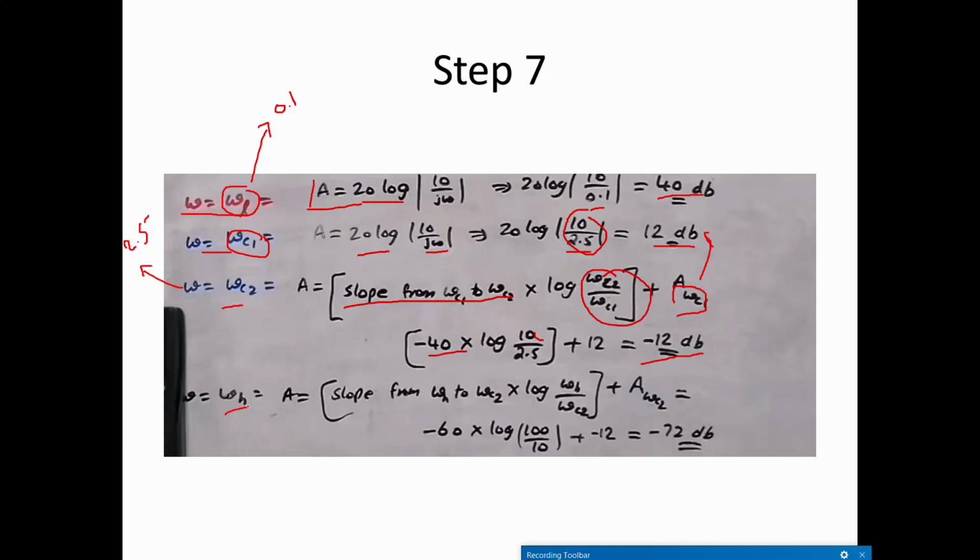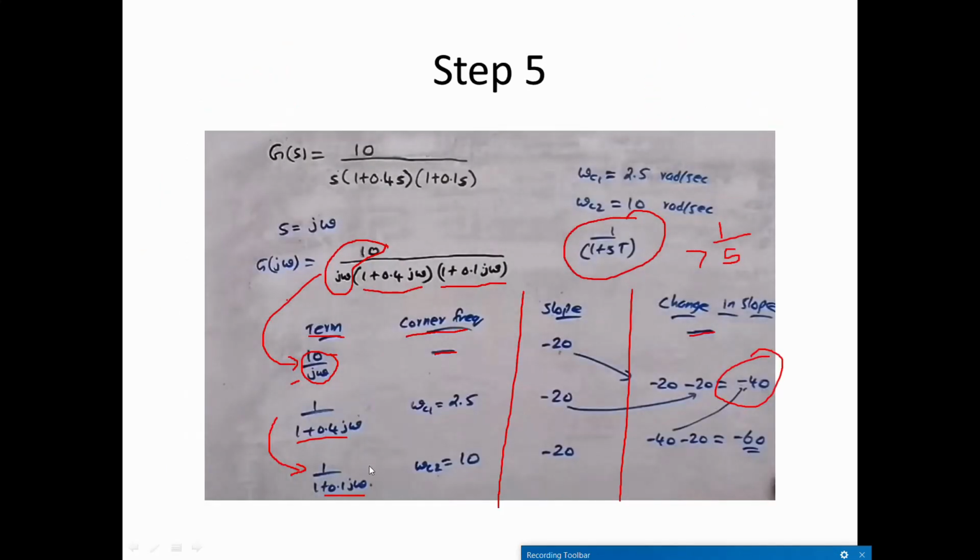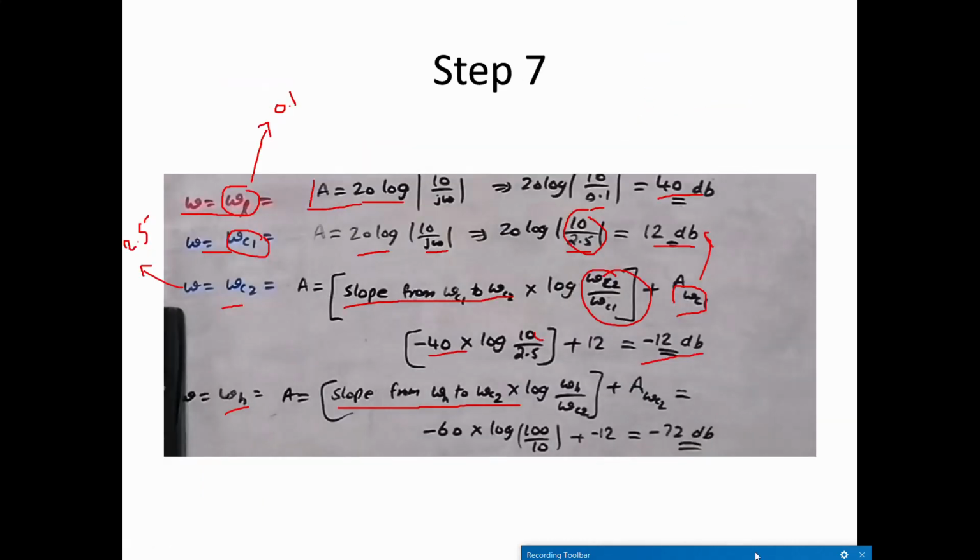Similarly, to find the magnitude at the highest frequency, I need to use the slope from omega c2 to omega h. The next frequency will be omega h only. For that we should use the change in slope of minus 60 dB. So if I use this, I will be getting minus 60 into log of omega h by omega c2.